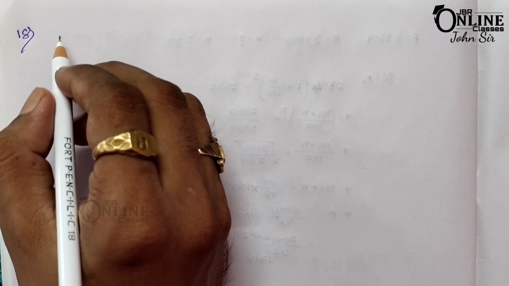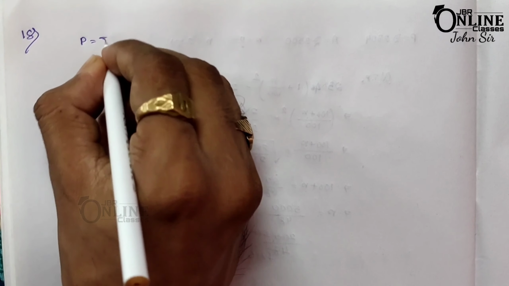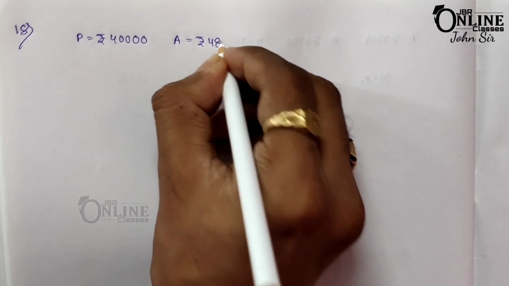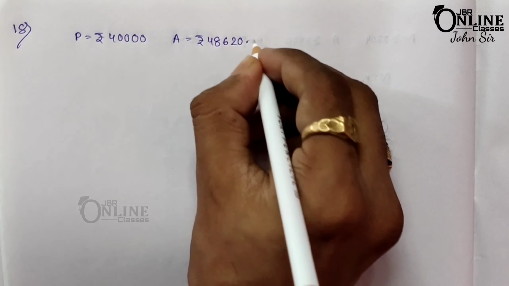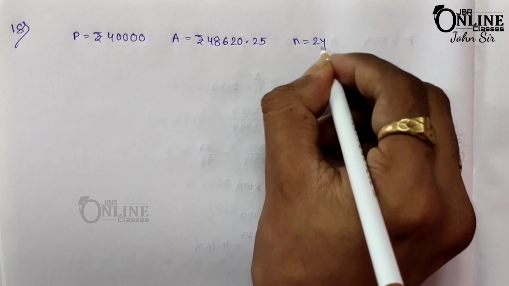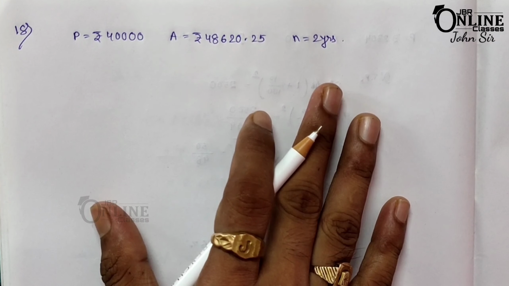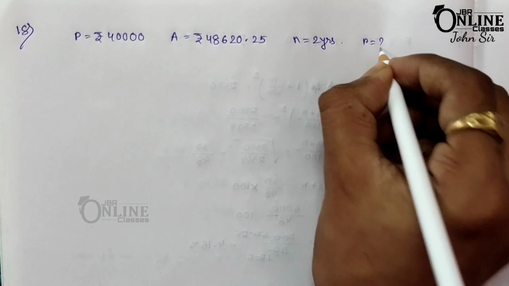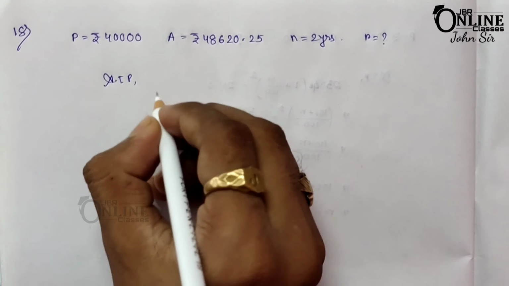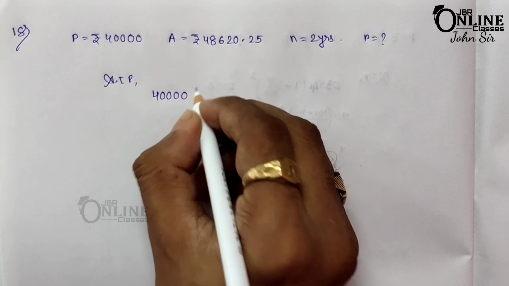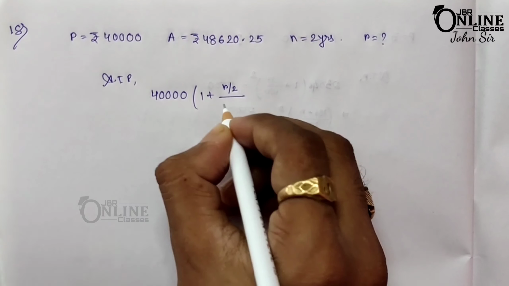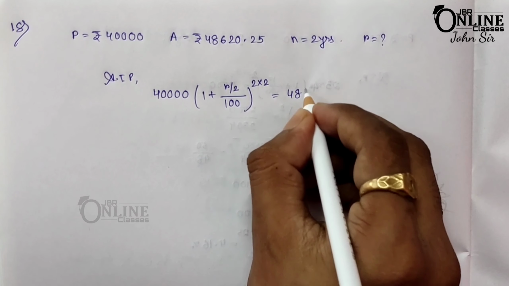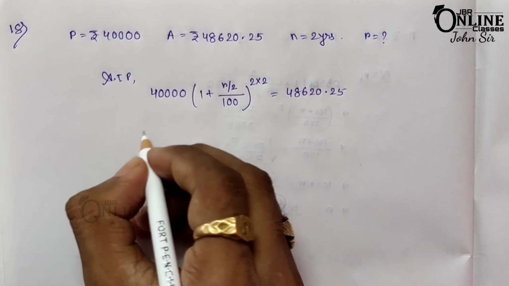Now sum number 18. If 40,000 amounts to 48620.25 in 2 years, compound interest payable half yearly. So that means here principal equals 40,000, the amount equals 48620.25 in 2 years, so n equals 2 years. Remember that you have to apply the half yearly formula to find out the rate of interest. So according to the problem, principal equals 40,000, then (1 plus (r by 2) by 100) whole to the power 2n, that means 2 into 2, so that equals 48620.25.